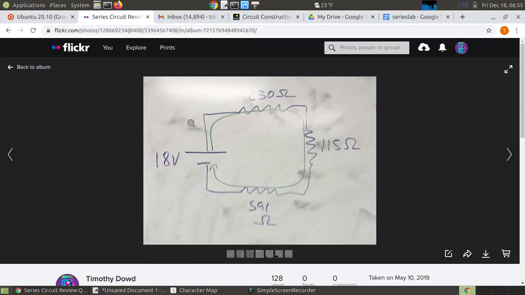In this video, I want to keep track of potential differences throughout a series circuit and the current throughout a series circuit. So I have an 18 volt potential difference, and I've wired 3 resistors in series across it.